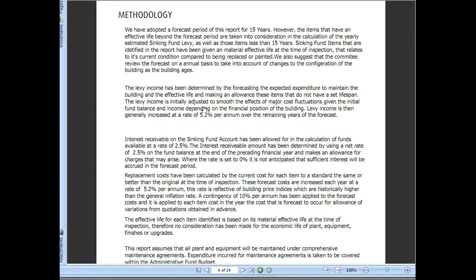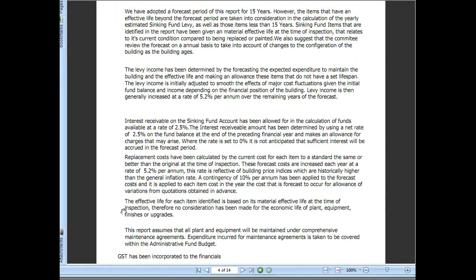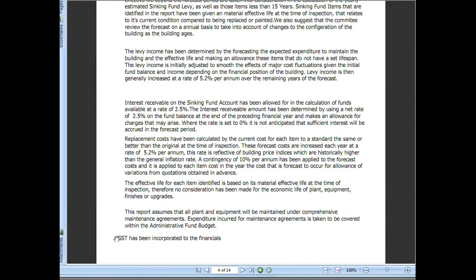Alright, so we're looking at the methodology behind the sinking fund. So either with the sinking fund or a maintenance plan, we do that over a 15-year period. So this is where we talk about the levy incomes, where we allow for the levies over that period of time. We also allow for the interest on how much money we need to set aside over that time, or the extra money that can be made available in the sinking fund forecast. Also with the report, you can either have it registered for GST or without GST to make that the easiest way to maintain your building, make sure that there's enough money put aside in the building to look after that program.